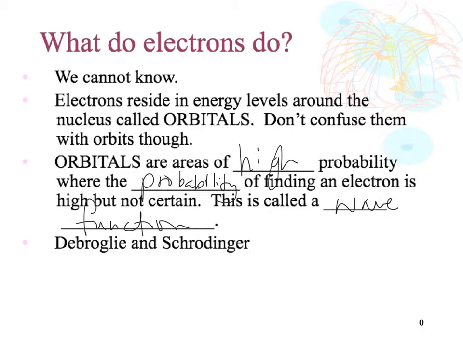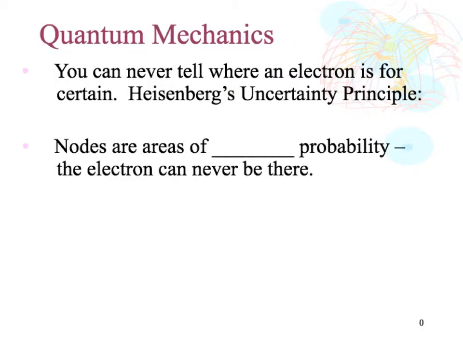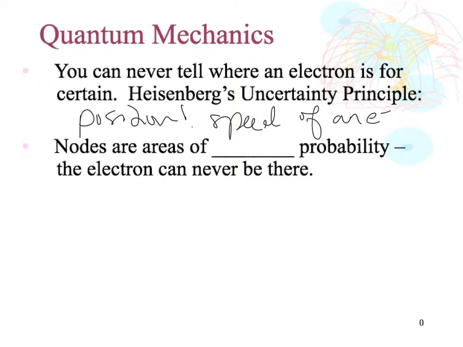Crazy hard math. Look up de Broglie and Schrödinger, some of the forefathers of quantum physics. Schrödinger's cat. Heisenberg's uncertainty principle. You can never tell where an electron is for certain. The position and speed of an electron cannot be accurately known. Once you focus on the position, you lose the speed. If you try to focus on the speed, the position gets more and more nebulous.